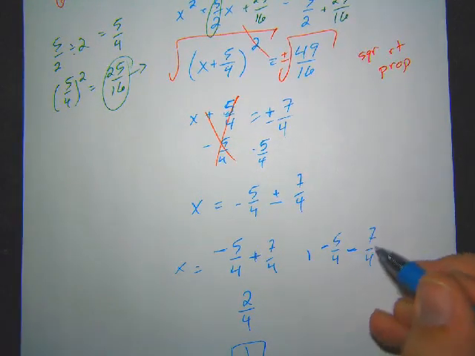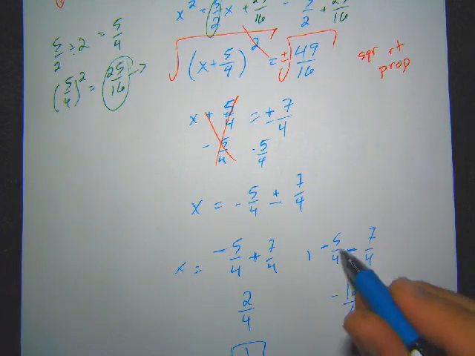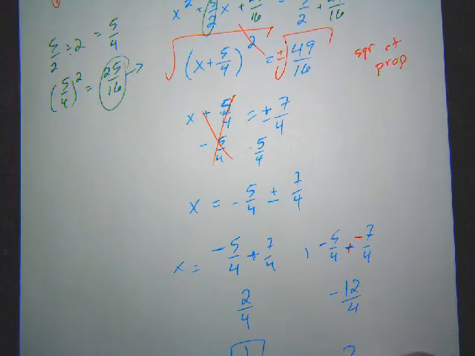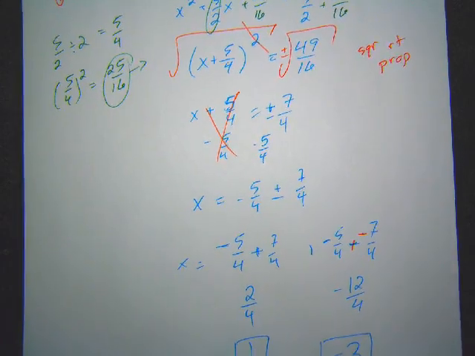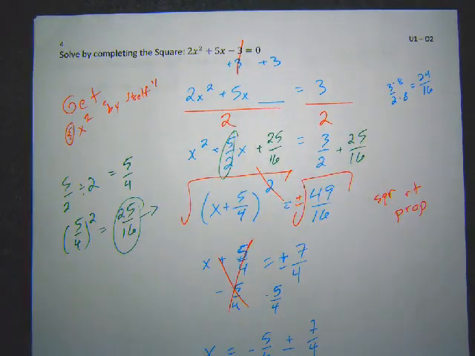And negative 5/4 minus 7/4, that's going to be negative 12/4. Remember you add the opposite if you're trying to subtract fractions. So negative 5 plus negative 7, you get negative 12. And that simplifies, right? 12 divided by 4, you get 3, and a negative divided by positive is a negative. So those would be our answers, 1/2 and negative 3. And you could go back, you could plug these numbers back in that original equation, and they will work. They are solutions to this.